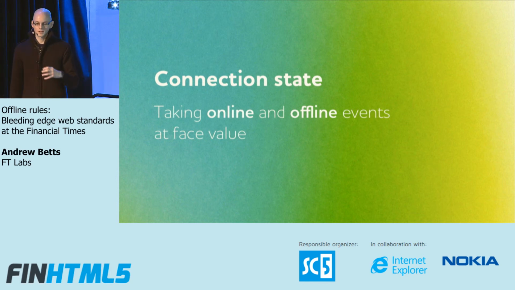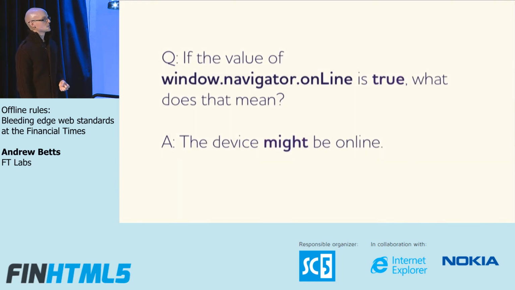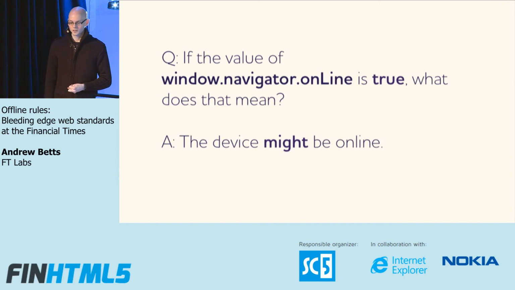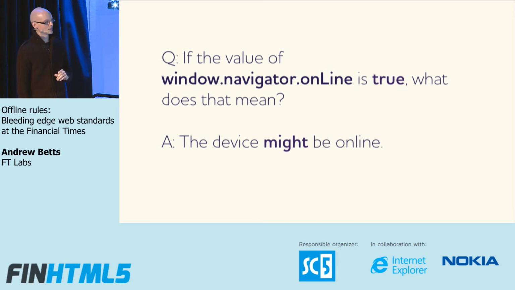So HTML5 has opened up access to some additional data that we can query within the browser to find out some information about our connection. It's called window.navigator.online. And I'd like to ask you this question: if the value of window.navigator.online is true, what does that mean? According to the spec doc, and I'm almost literally quoting this, it means the device might be online.